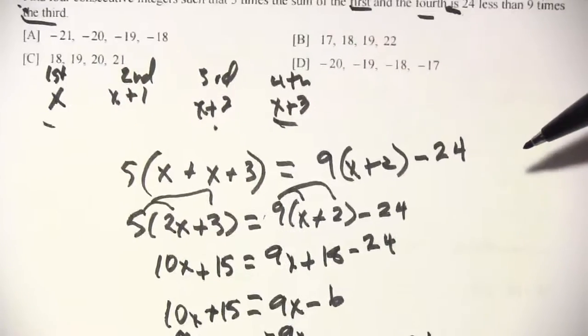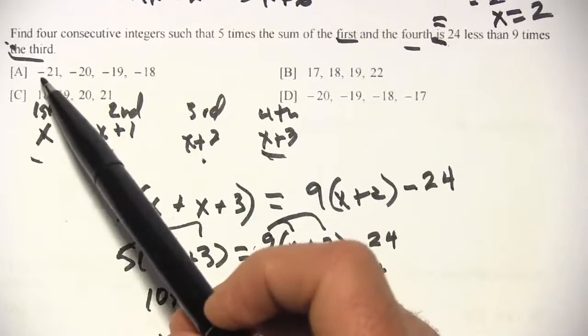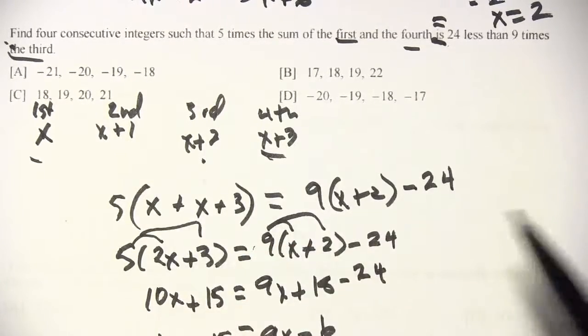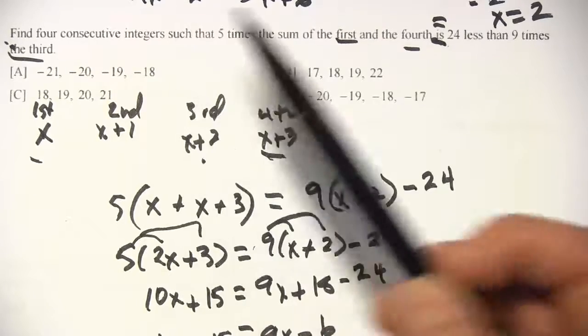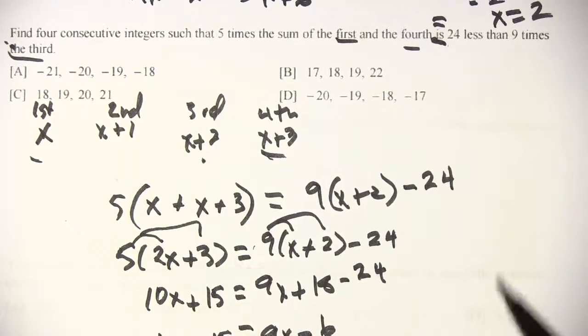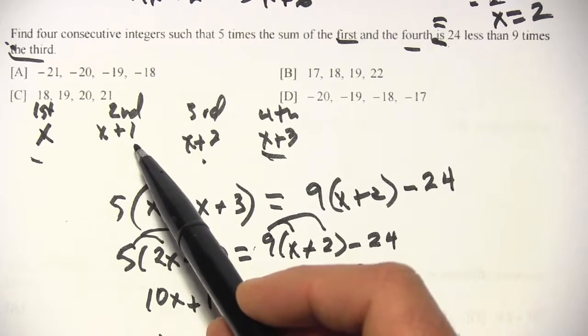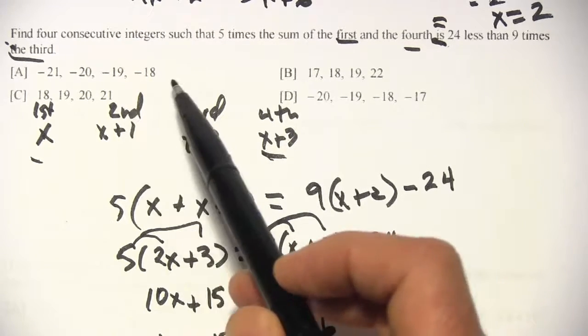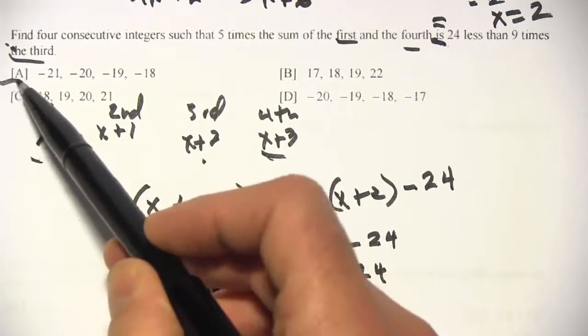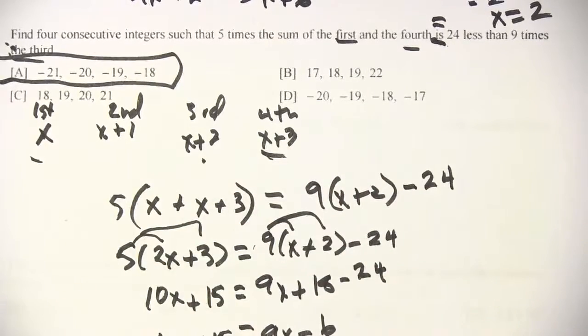And time to look back at the answer choices. Here we have one of them with a negative 21. And this might seem confusing at first, but these are negative numbers. So if x is negative 21, x plus 1 is going to be negative 20, x plus 2 is going to be negative 19, and so on. So our correct answer there is A. That's a little bit of work with consecutive integer problems.